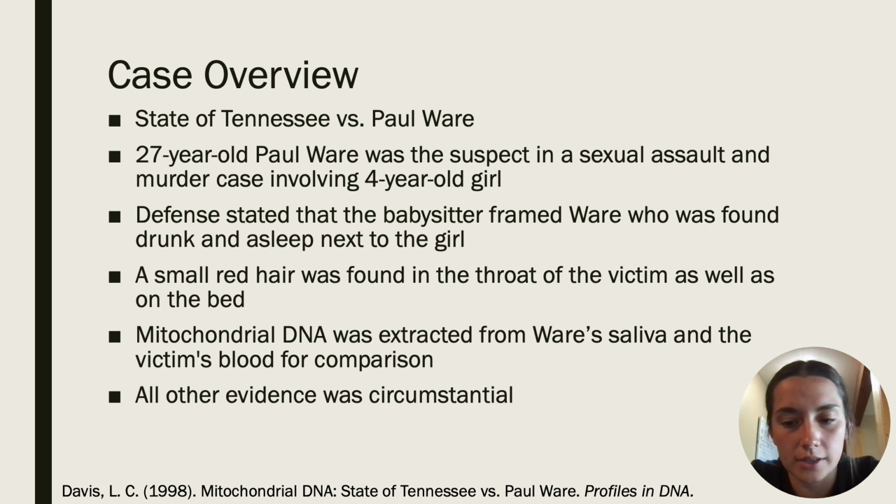However, upon searching for evidence, a small red hair was found in the throat of the victim as well as on the bed in the sheets. And so the mitochondrial DNA was extracted from his saliva and the victim's blood for comparison to see who those hairs belonged to. Other than this, all other evidence was pretty circumstantial, so this DNA evidence is pretty crucial. All of this information came from the case file written by Davis.